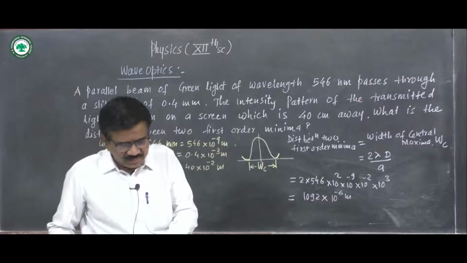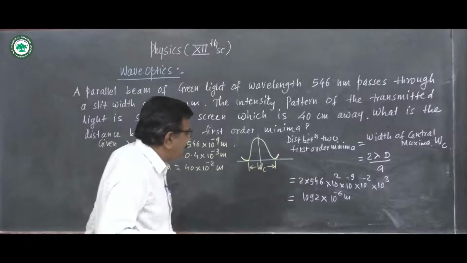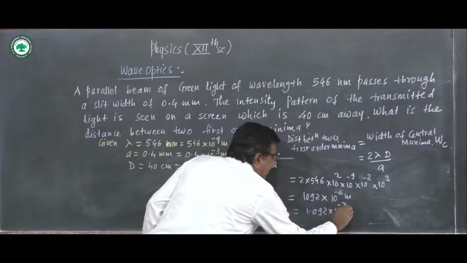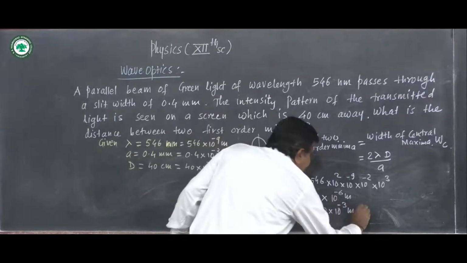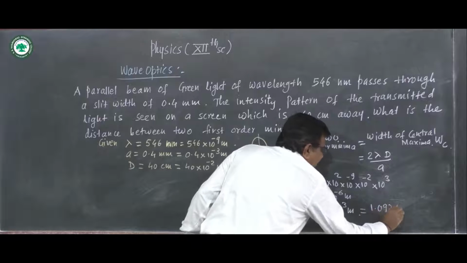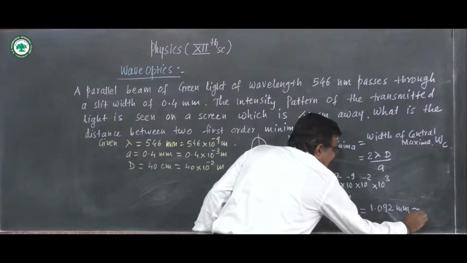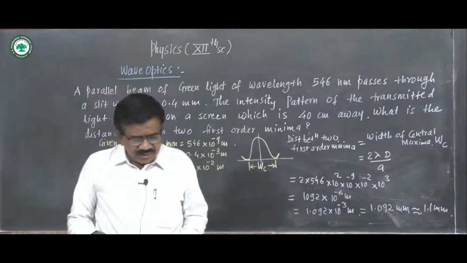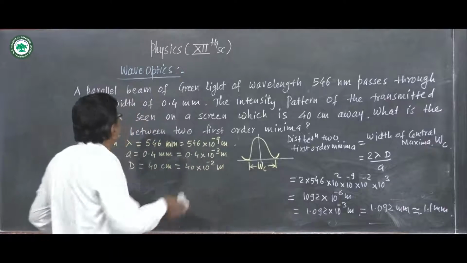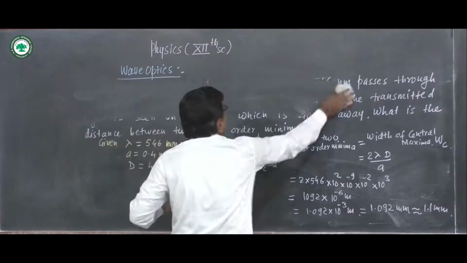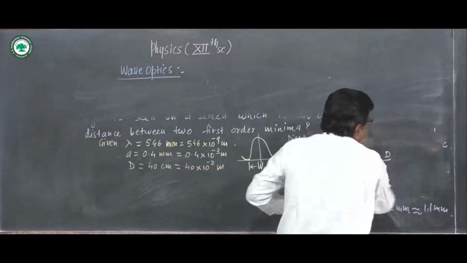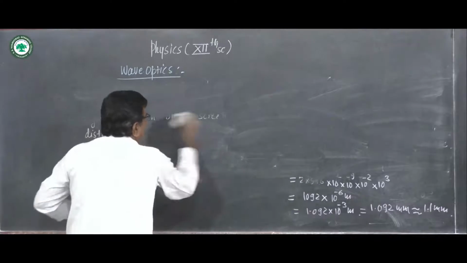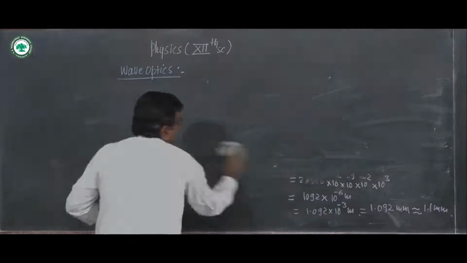1092 into 10 raised to minus 6 meter, or it is 1.092 into 10 raised to minus 3 meter. We call it 1.092 mm, or approximately 1.1 mm. So our answer is 1.1 mm. Then we see one more numerical based on wave optics. You know the theory part, you just have to apply the theory, write the proper formulae and solve the numericals.